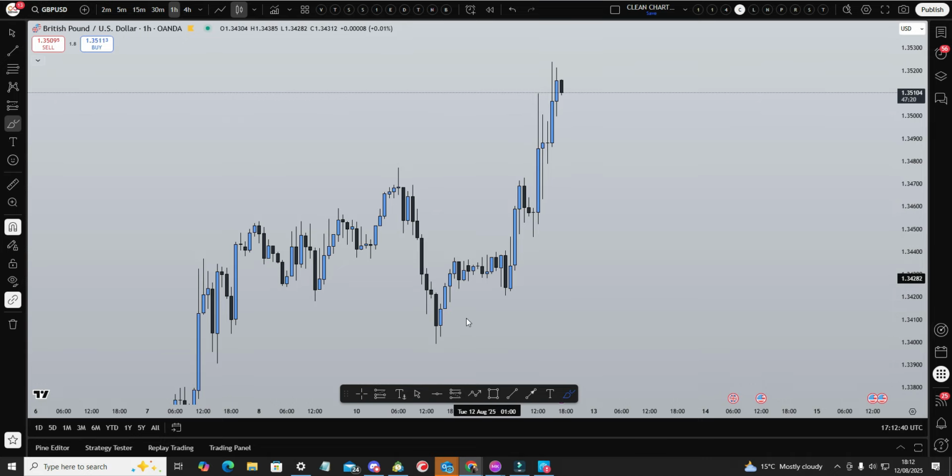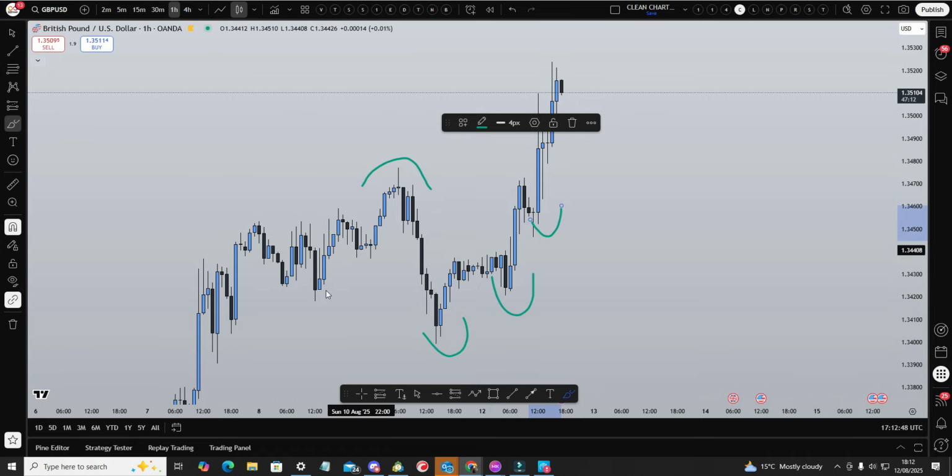GBP USD. So we can see, obviously, these curves over here, right? We can see this one over here, this one over here, and so on. Now, obviously, I'm marking highs, higher lows, higher lows, and obviously, price is going bullish from here onwards.